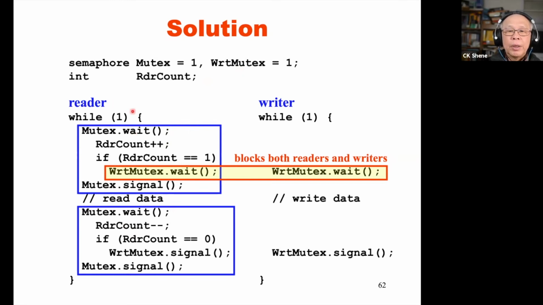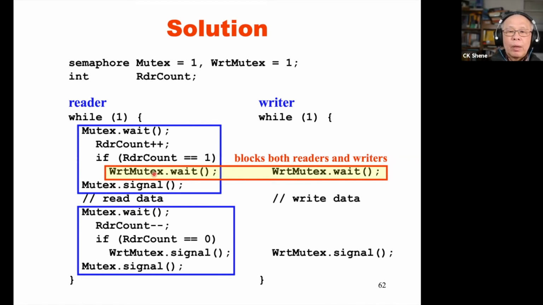When a reader comes in, it locks the reader count semaphore and adds 1. And if the reader count is 1, it means I am the first reader. I block here. If I am not the first reader, this part would be skipped. And then we simply release the mutex, allowing the next one to come. Because if I am not the first one, there are readers reading. And reading can be done simultaneously.